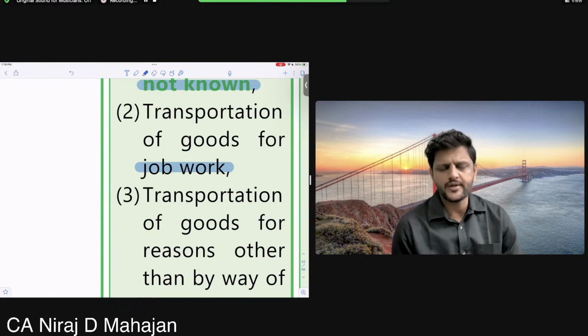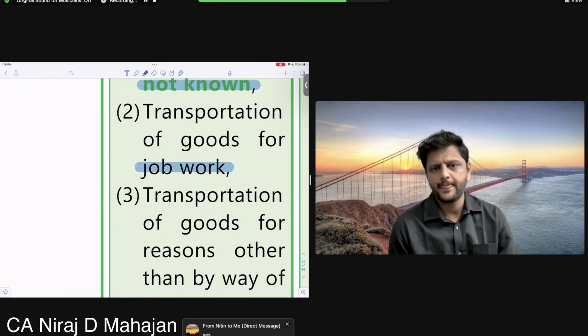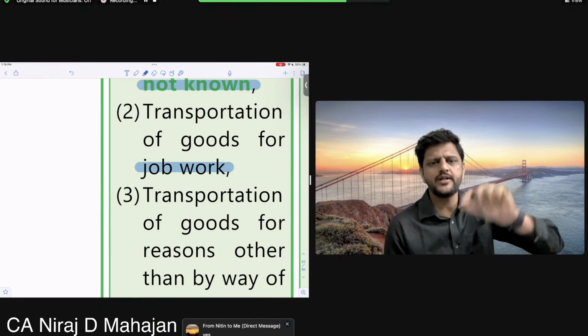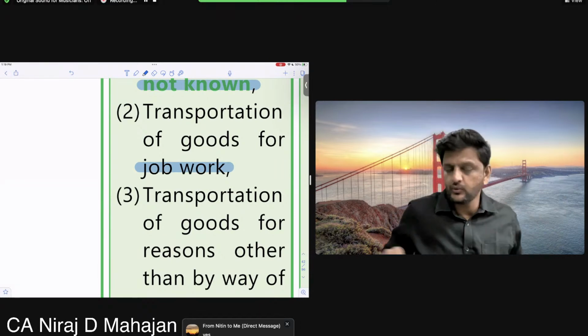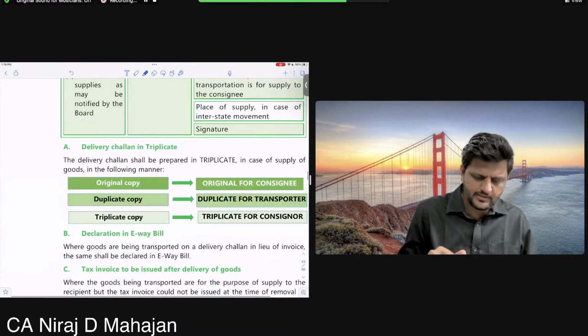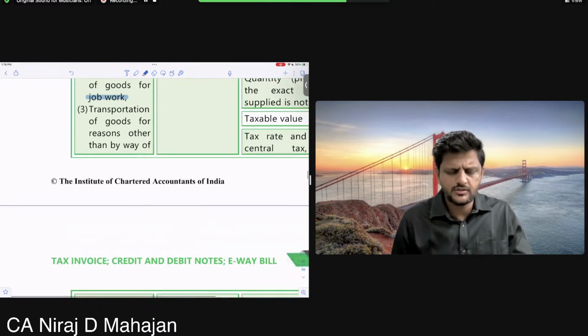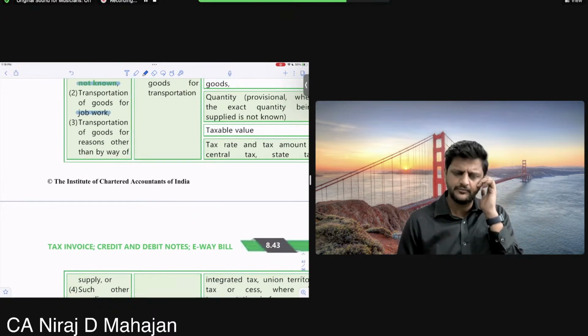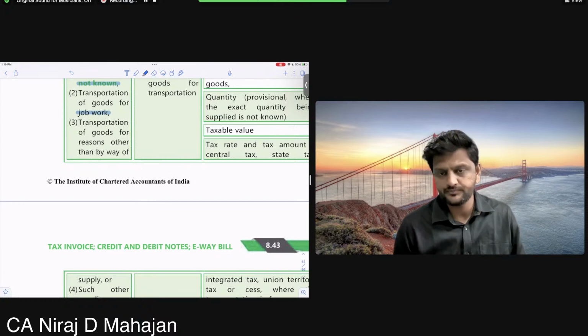So again, is it a supply or is it a sale? No. I'll get back the goods, obviously. For some purpose only I'm sending the goods, not for sale. Okay? Another case. Transportation of goods for reasons other than by way of supply. Any other reason, right? It can be a gift also.